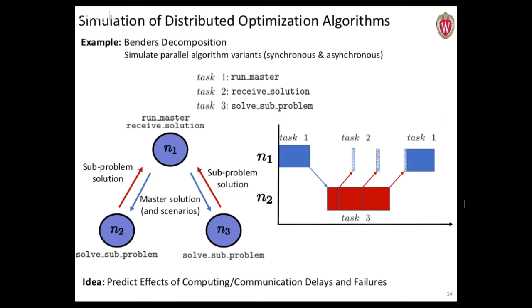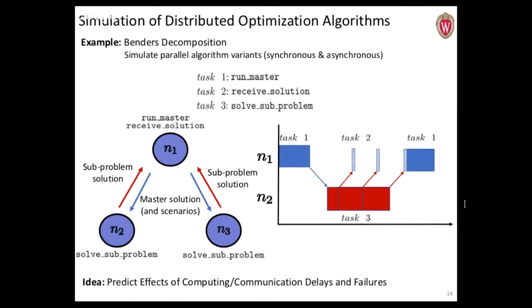The idea here is if we wanted to simulate Benders decomposition on a parallel system using this computing graph for a very simple case with 3 nodes, we would say there's going to be one node that's going to have a task to run that Benders master problem. It'll have another task that says, what do you do when you receive a solution from a subproblem? And then we'll say the jobs of these other nodes are going to be to solve these subproblems. What they're going to do is communicate information. The master will communicate a master solution, and then it will also communicate scenario data for these subproblems to solve.